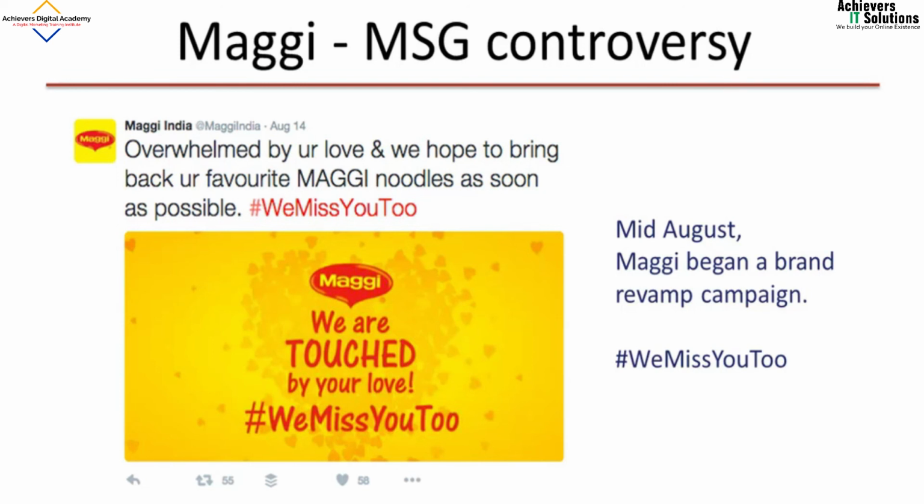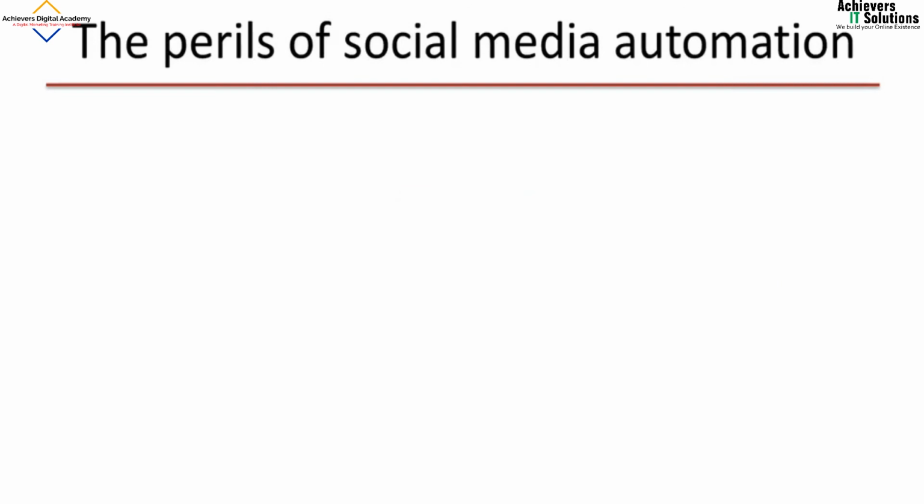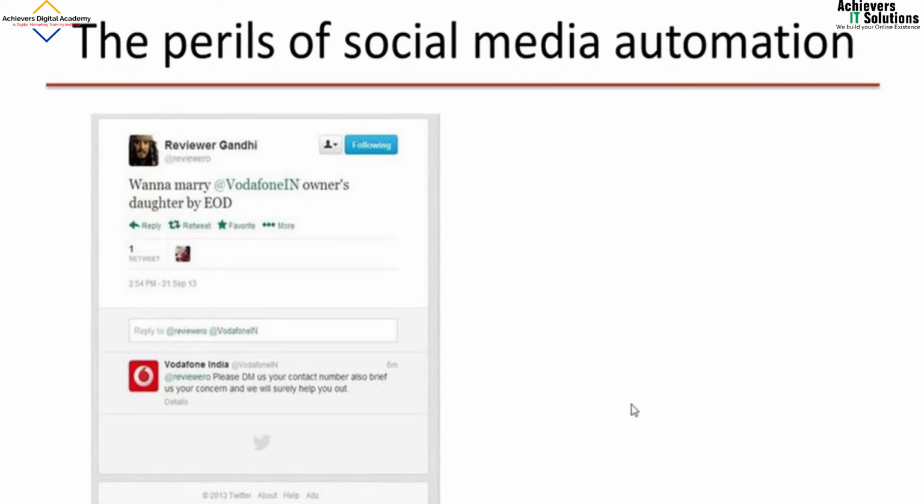Some more examples for you guys on how social media automation can go terribly wrong. A couple of interesting examples, both from big brands. This is the first one from Vodafone. Somebody trolled Vodafone saying, I want to marry Vodafone India owner's daughter by EOD. And even to this, Vodafone replies saying, please DM us your contact number and we'll help you out. Clear case of 100% automation on social media. As I said, you might be a big brand handling a lot of responses at scale, but one mess-up like this could cost you a lot.